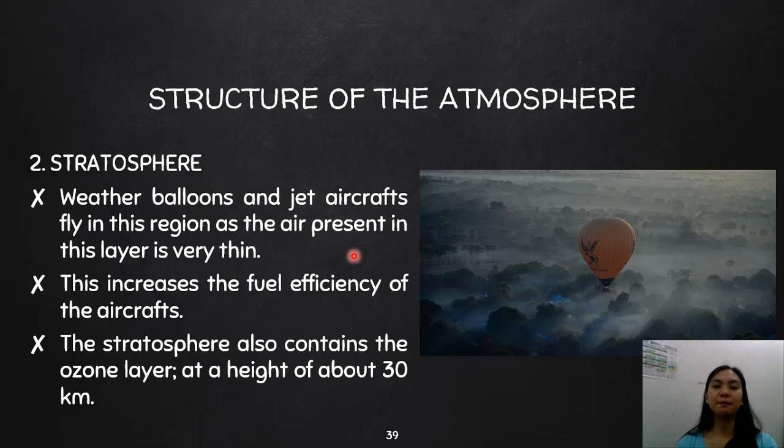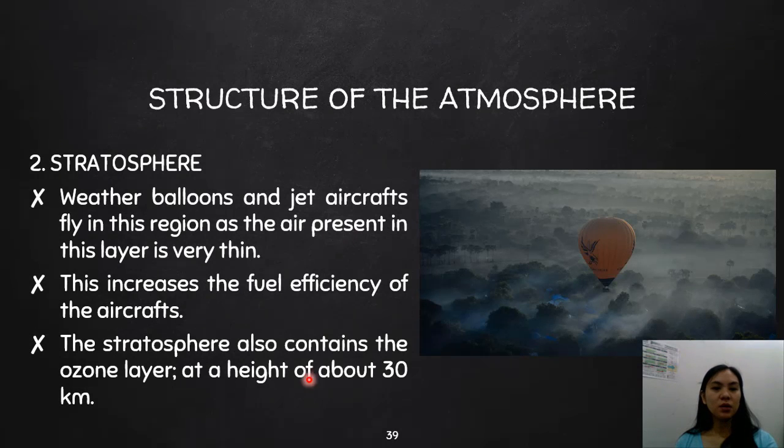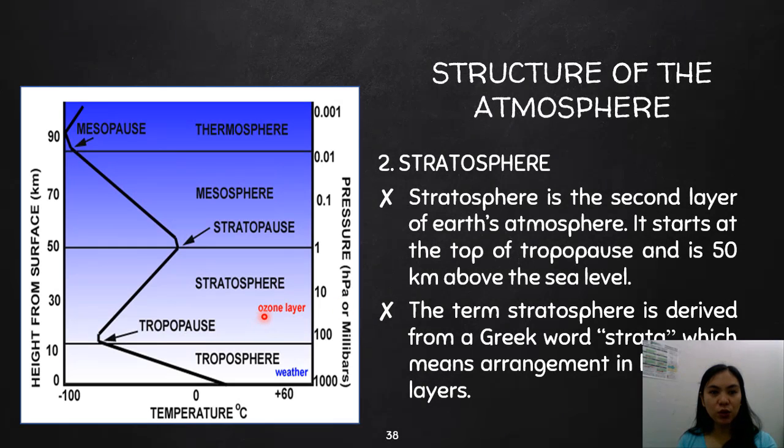lumulutang-lutang, and whatnot. So, yung ozone layer is actually in the stratosphere region. It's about 30 kilometers from the Earth's surface. If we go back, makikita nyo dito, diba? Ayun siya, ozone layer. Sa 30 kilometers, ayan po, andyan po yung ating ozone layer. And of course, I already mentioned kung ano ba yung importance ng ozone layer natin.